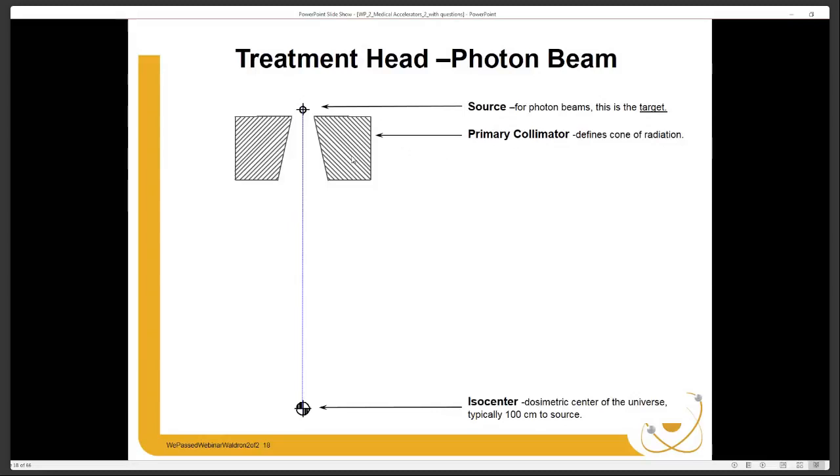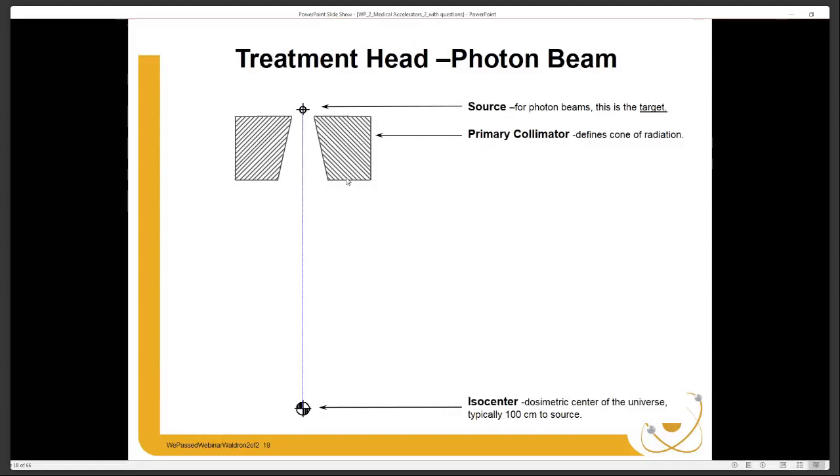So we need something to define the cone of radiation that's going to leave the machine, and this is what the primary collimator does. You can think of it as a large slab of high-density material. It needs to be high-density because we're largely talking about a Compton interaction as a means of interaction. And high-Z materials tend to be high-density. And so this is generally something made of steel.